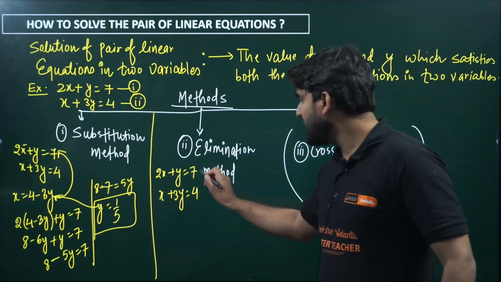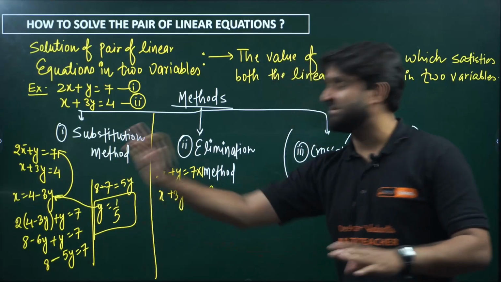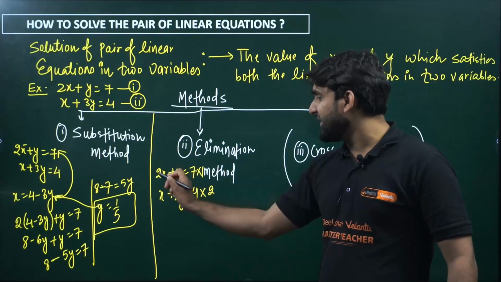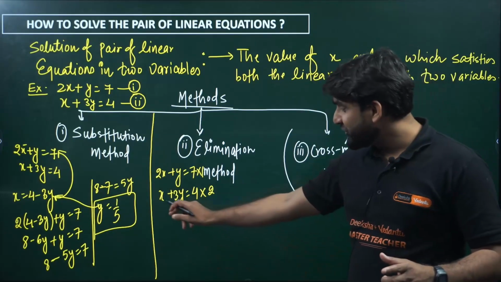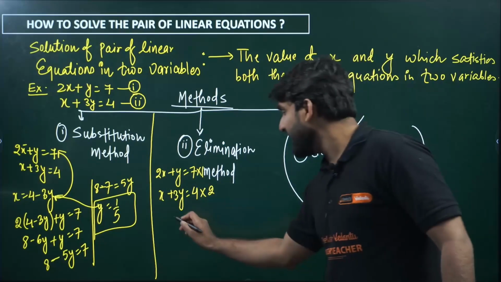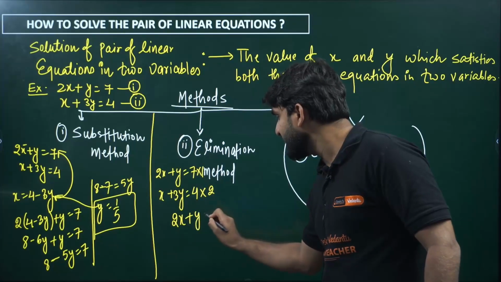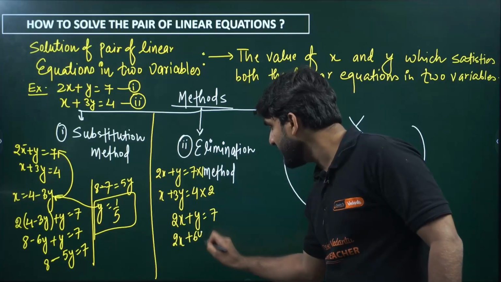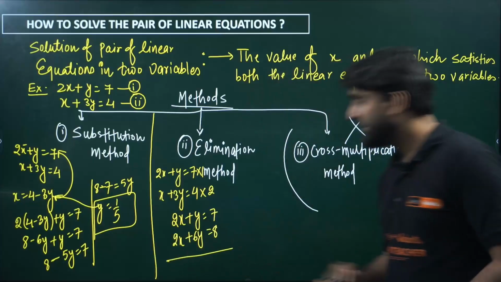So do one thing. I multiply the entire first equation by 1, and I multiply the entire second equation by 2. What will happen? This entire equation is getting multiplied by 1, and this entire equation is being multiplied by 2. So the coefficient of x will become 2x, and we can eliminate the x family. After multiplying, the equation will look like 2x plus 1y equals 7, and 2 times x is 2x, 2 times 3y is 6y, and 2 times 4 is 8. Now subtract both.